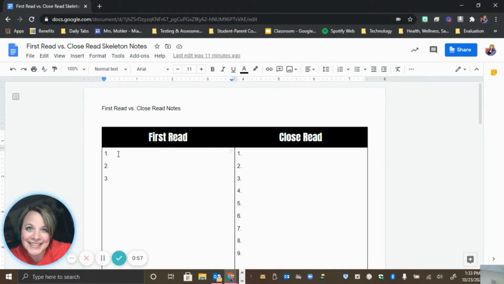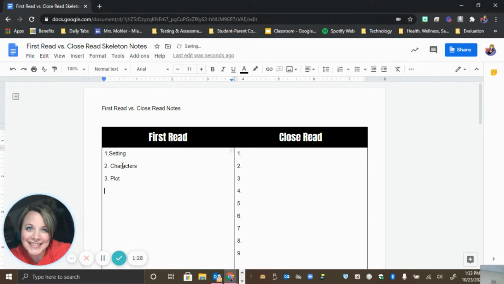And I don't want you to change the text color because this should open up with a text color. You are looking for setting. You are looking for characters. And you are looking for plot. Those are the only three things that you're going to look for during a first read. You're just trying to make sense of it.